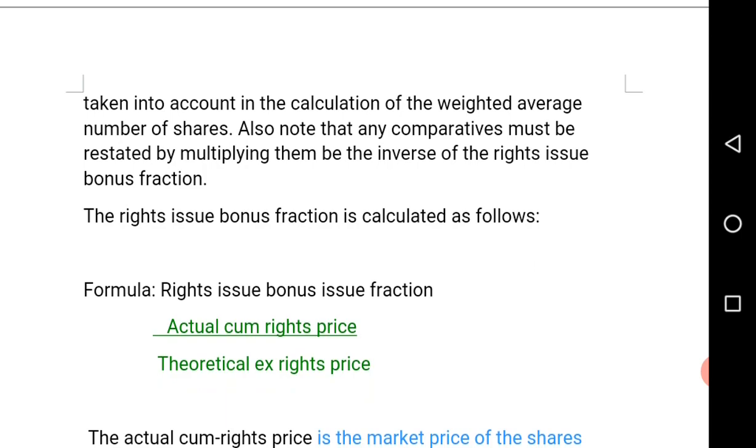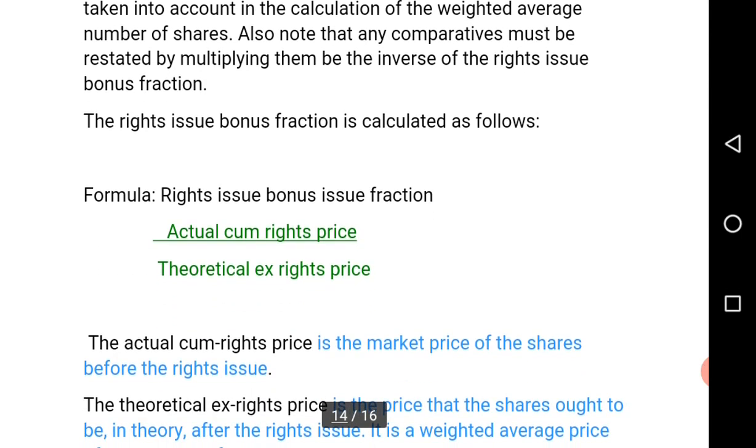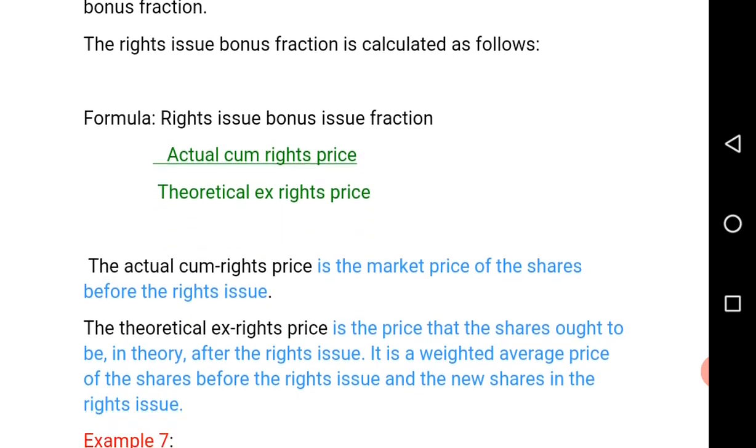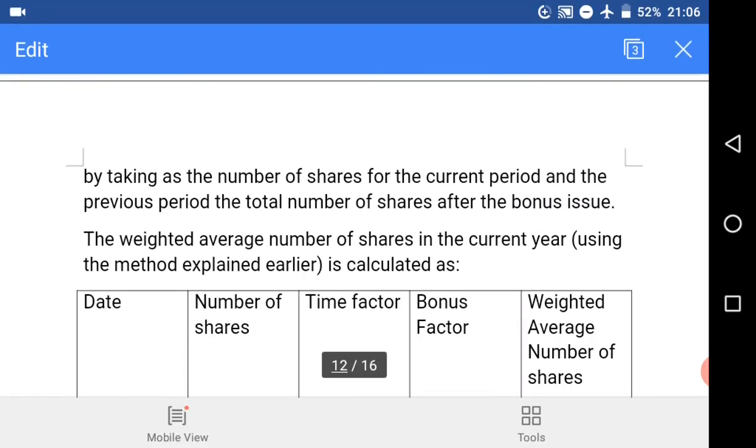And we'll be knowing each one of these. What do they mean? The actual cum-rights price is the market price of the shares before the rights issue. The theoretical ex-rights price is the price the shares ought to be in theory after the rights issue. Now we have before and after. The before is plain, while the after is after, but in theory. We could also know that here it is before divided by after. Let's see what the former gave us before.